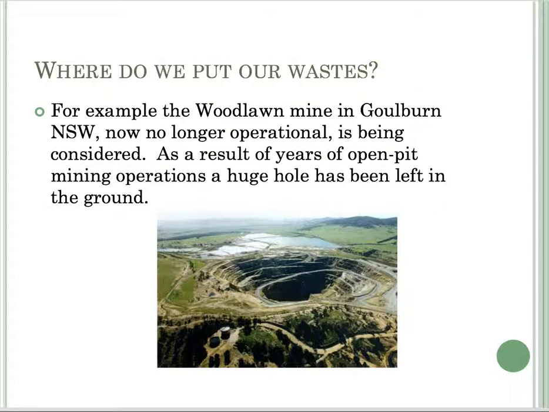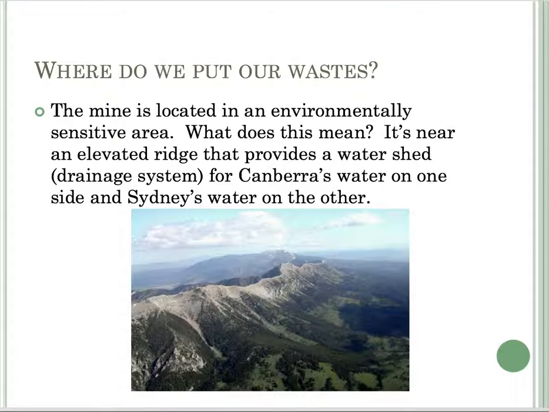So for example, the Woodlawn mine in Goulburn, New South Wales, which is now no longer operational, is being considered. As a result of years of open pit mining operations, a huge hole has been left in the ground. The mine is located in an environmentally sensitive area. What does this mean? Well, it's near an elevated ridge that provides a watershed, like a drainage system, for Canberra's water on one side and Sydney's water on the other.